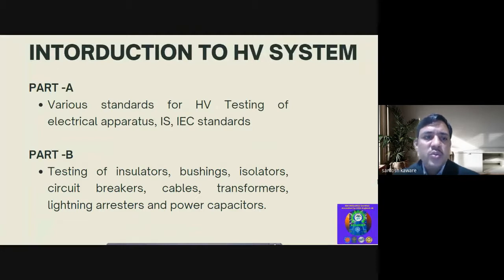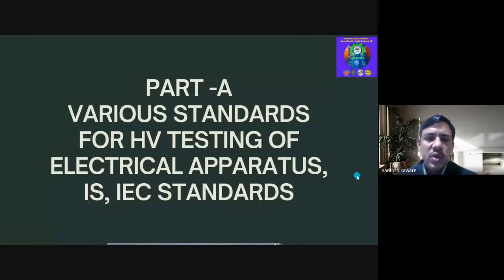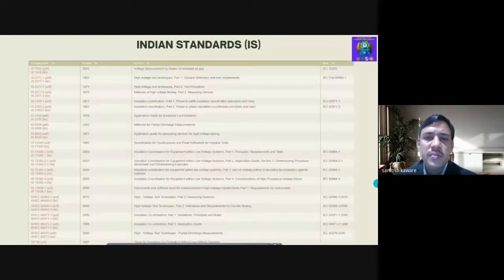We have two parts of this core presentation. Part A covers various standards for high voltage testing of electrical apparatus, for which we have selected some IS and IEC standards. Part B discusses testing of all the high voltage equipment. Part A will cover all the standards, that is, IS and IEC standards.